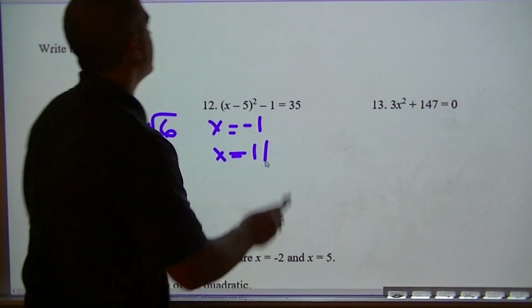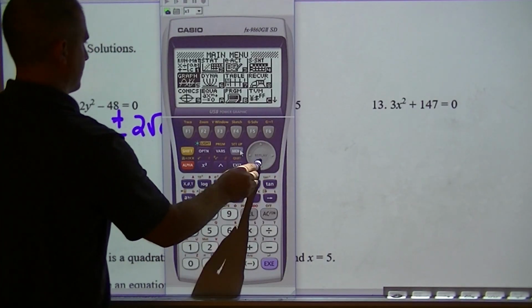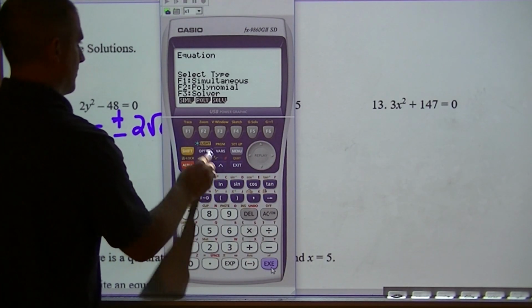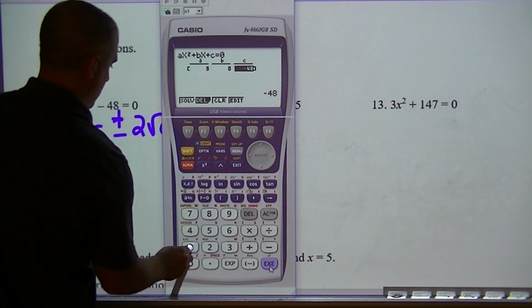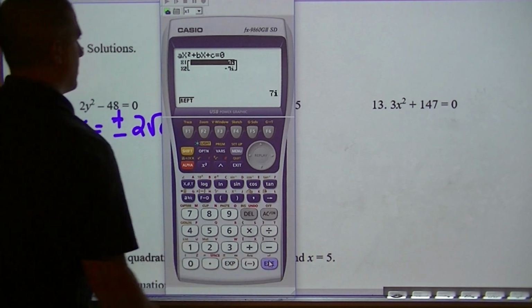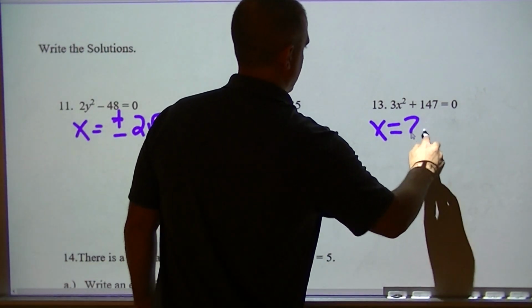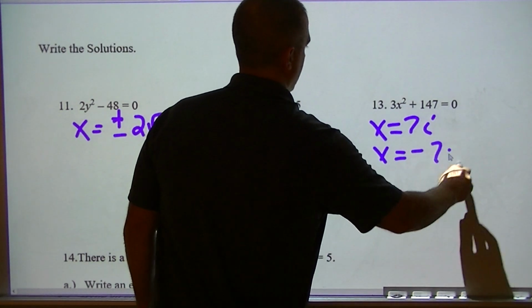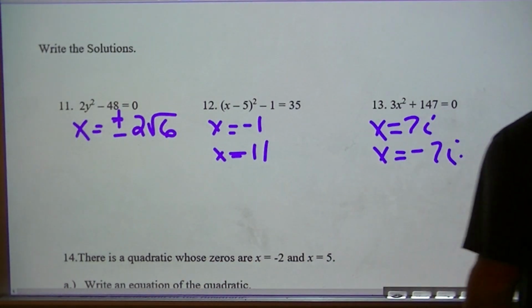Okay? This one is an equa problem. 3, 0, 147. Okay, I got two answers, 7i and -7i. Okay, and that's good enough for that. I don't have to factor those because it does not say factor. Okay, all right.